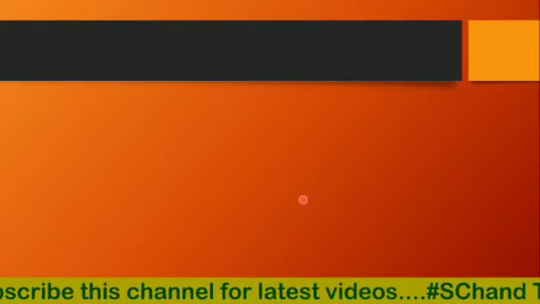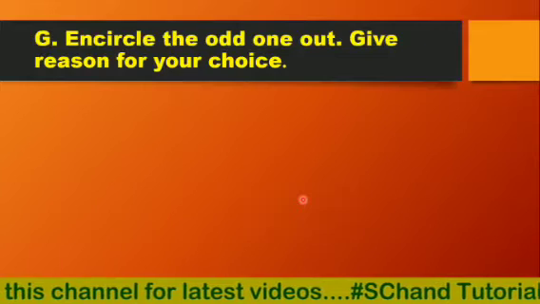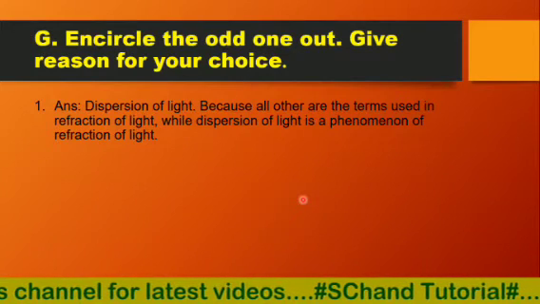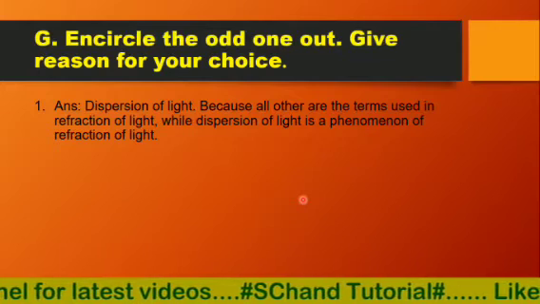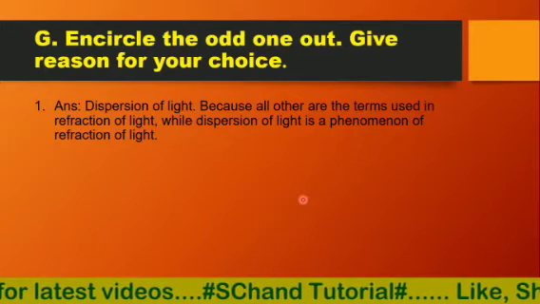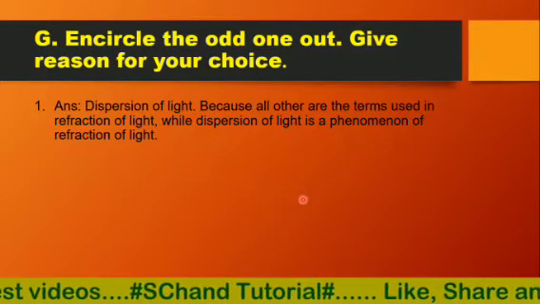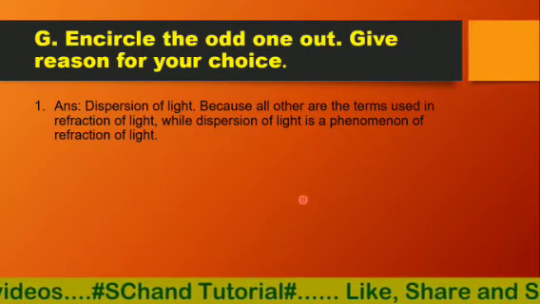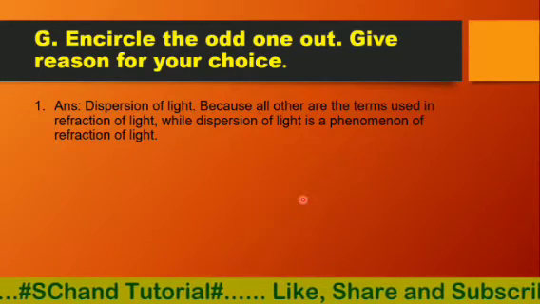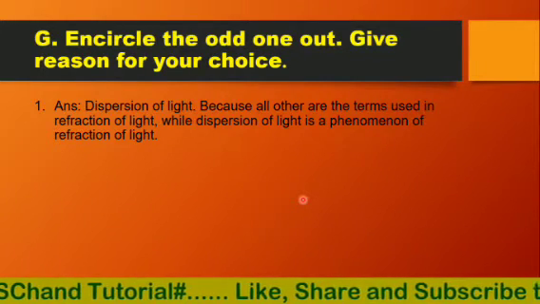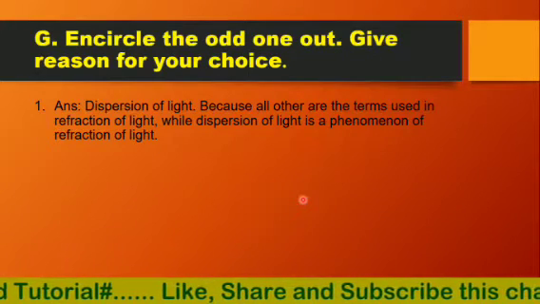Then we have the G part. Encircle the odd one out and give reasons for your choice. The very first: incident ray, refracted ray, angle of incidence, angle of refraction, dispersion of light. Dispersion of light is different. This is the odd one because all the others are terms used in refraction, while dispersion of light is a phenomenon of light. Then second, we have car headlight mirror, makeup mirror, rear view mirror, and dentist mirror.